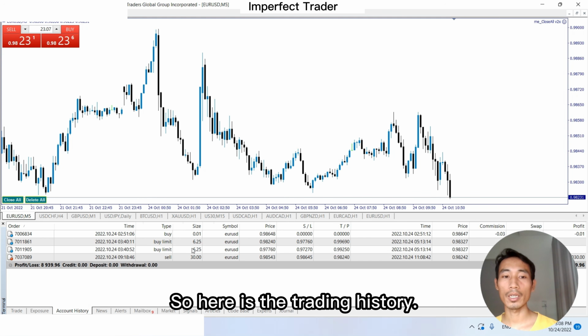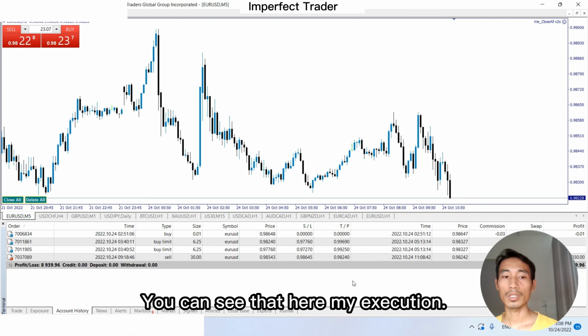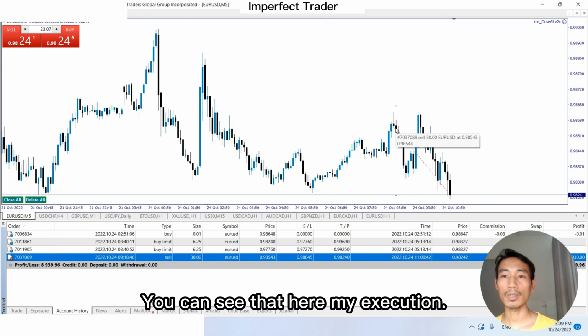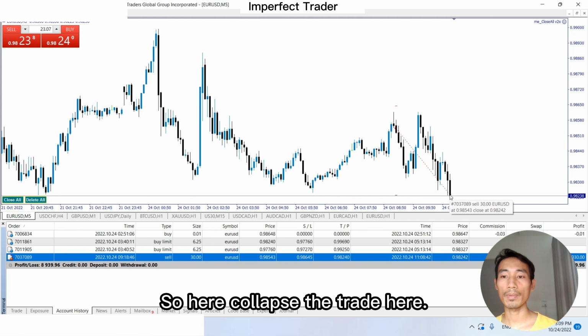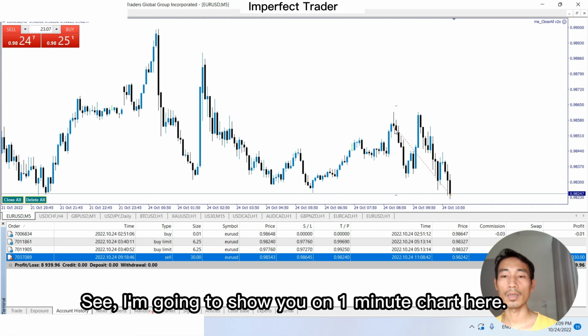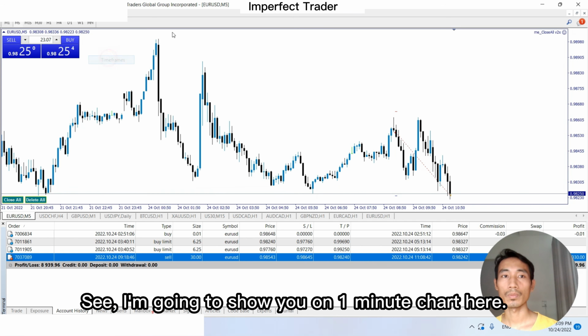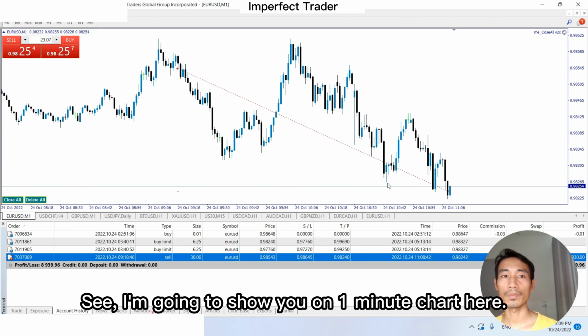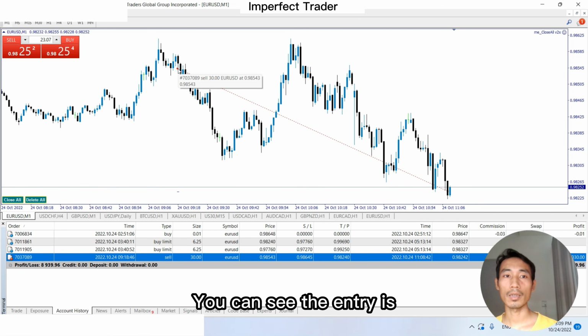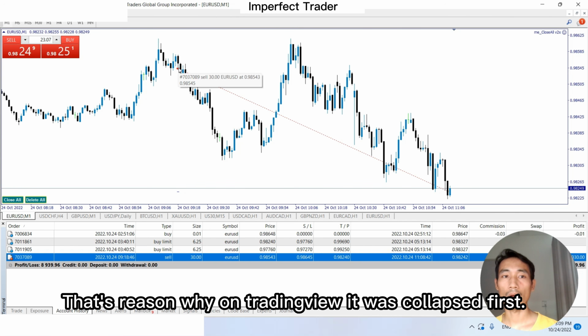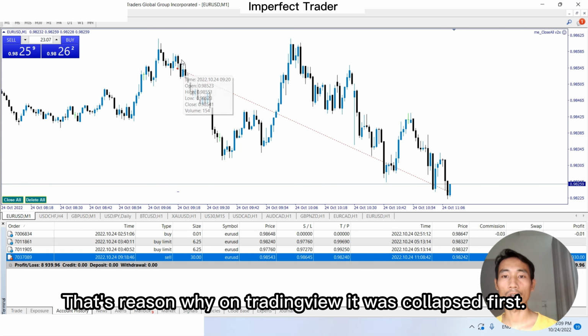So here is the trading history. You can see here my execution. So here, I closed the trade here. Let me show you on the 1 minute chart. Here you can see the entry is actually better than TradingView. That's the reason why on TradingView it actually closed first.